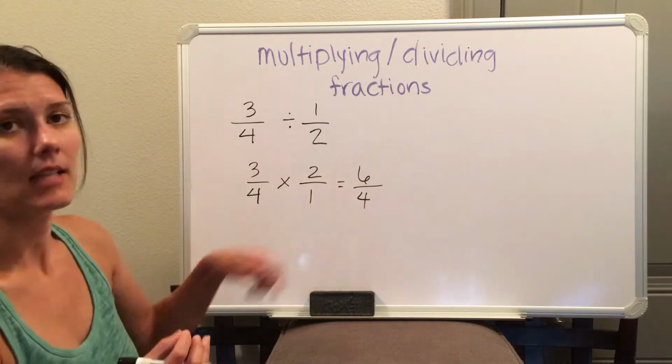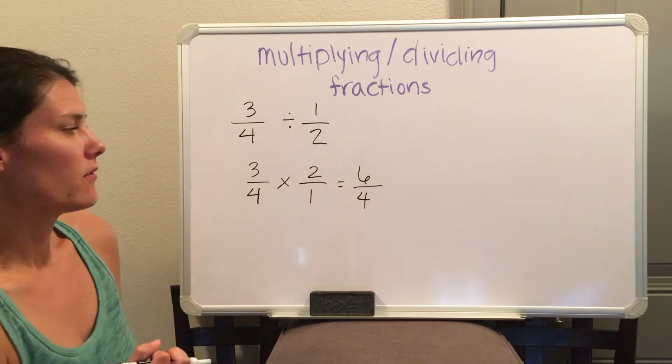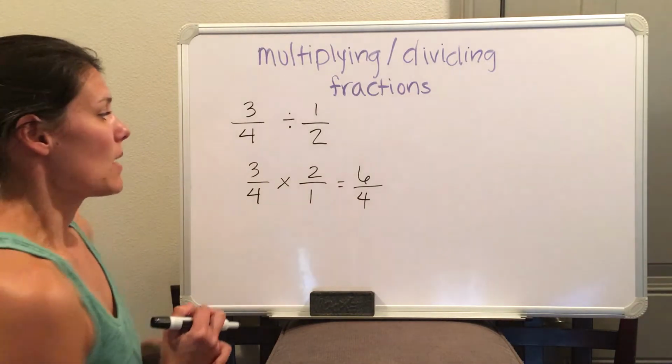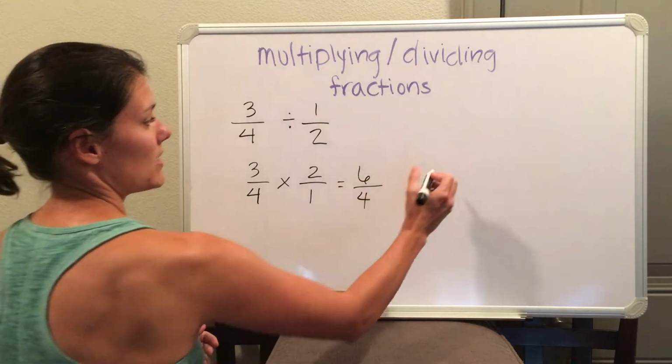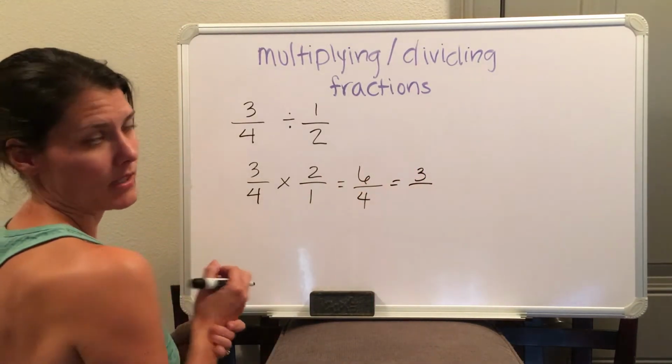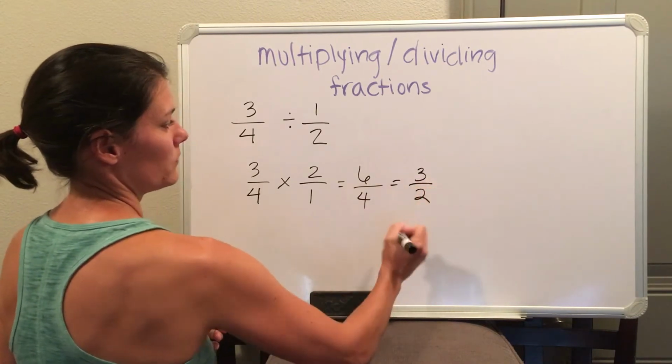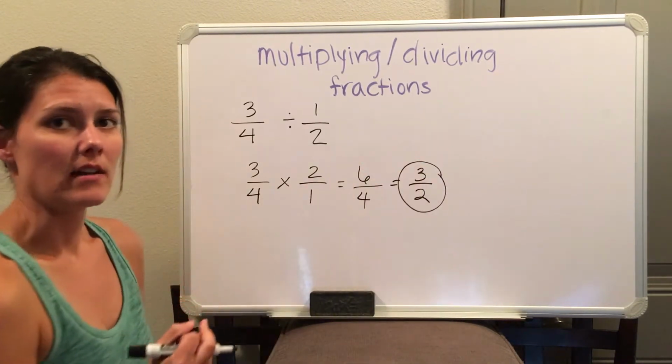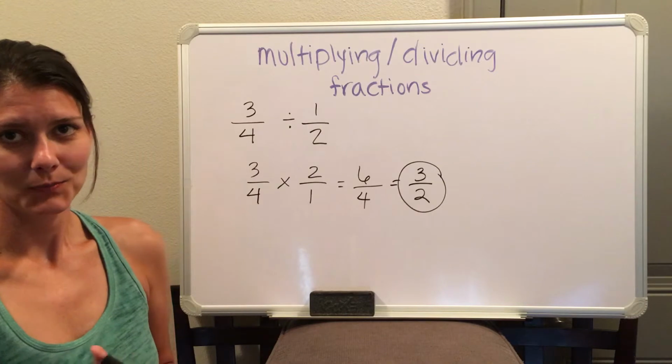In this case, this can. They share a common factor of 2. So I'm going to divide the 6 by 2, make that a 3, and I will divide the 4 by 2 to make that a 2. And that will be my final answer of 3/2.